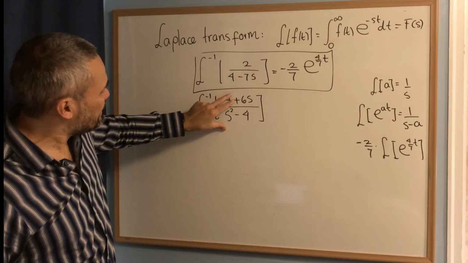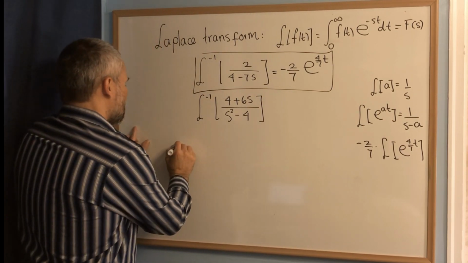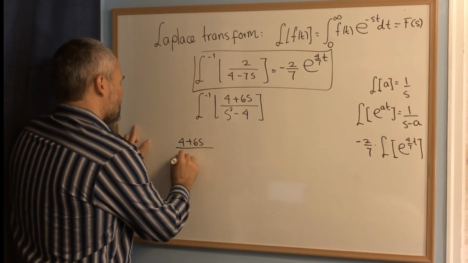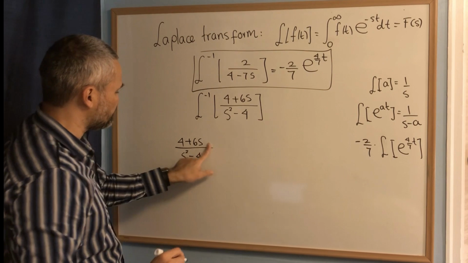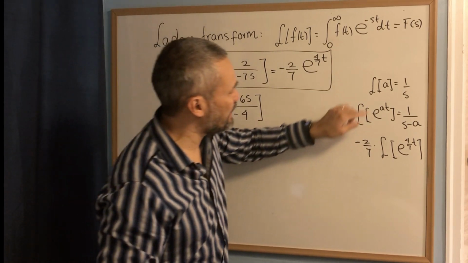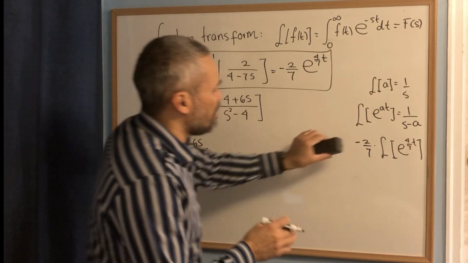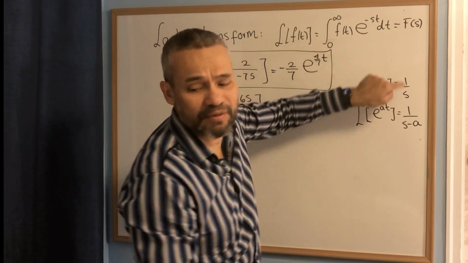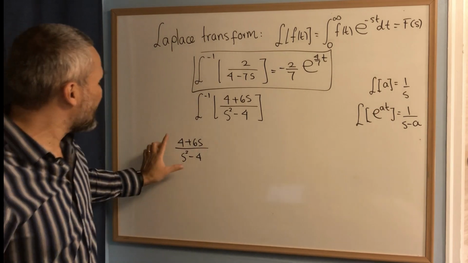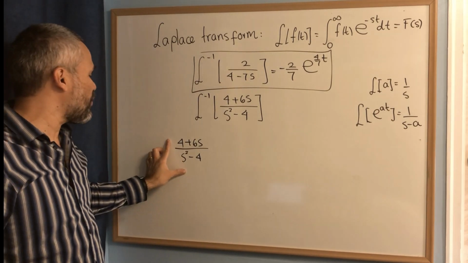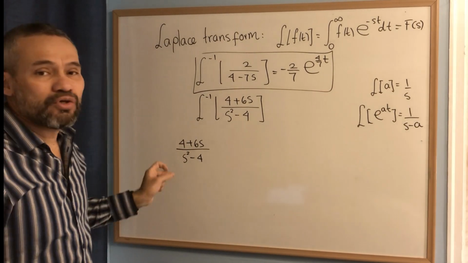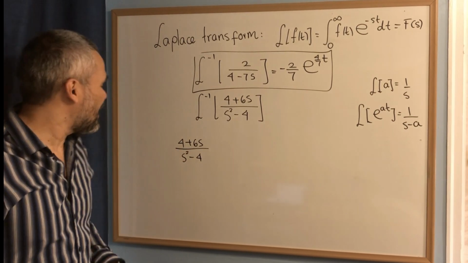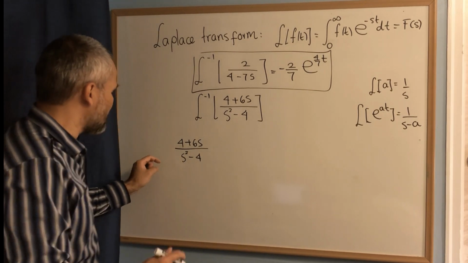And we notice that this expression, 4 plus 6s over s squared minus 4, doesn't look like the right hand side of these two things, right? Doesn't look like this function or that function. But then we need to rewrite it. And what we're going to do is use partial fractions to rewrite this. And let's see how partial fractions work.